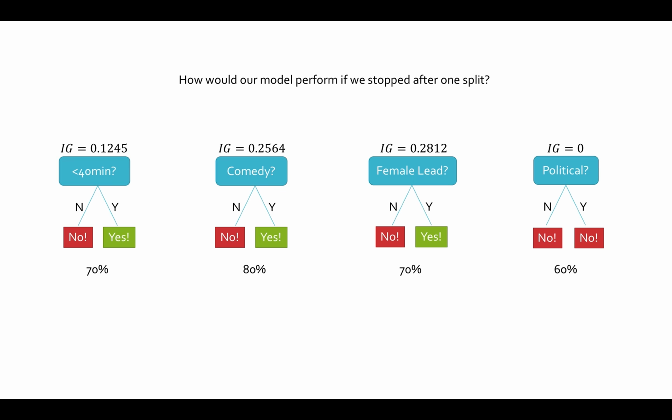If we stopped right now, how would our model do? Our model would actually get 70% accuracy based on female lead. So if we were using accuracy to build our tree, we would start with comedy, not female lead.